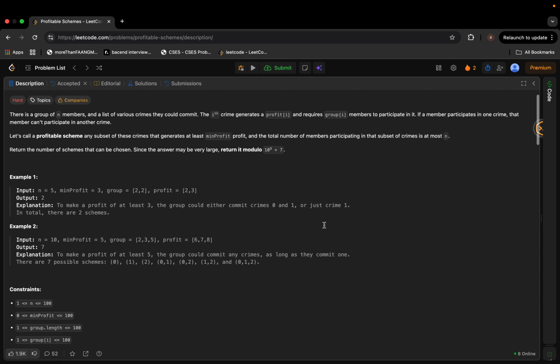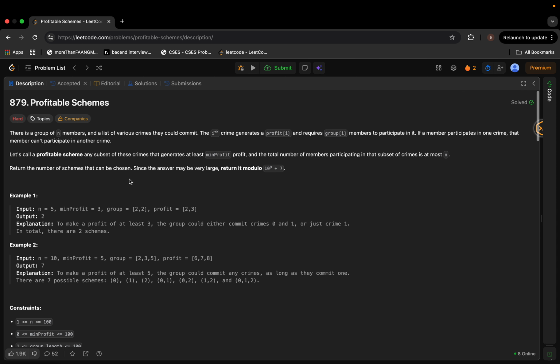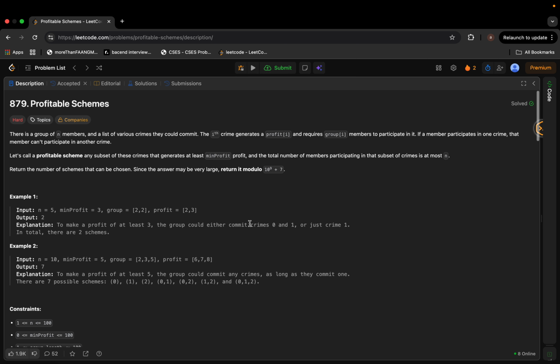Okay, so what the problem says is that we have to perform these crimes and generate at least this much profit, and the maximum number of persons that we can take is also provided as the n value. If you have gone through multiple of these questions, you will be able to understand that either we can take this activity, I mean you can take this profit, or you cannot take this profit.